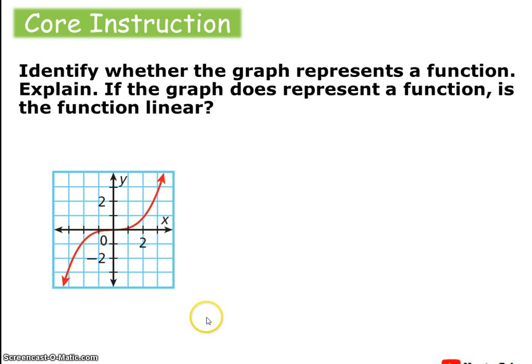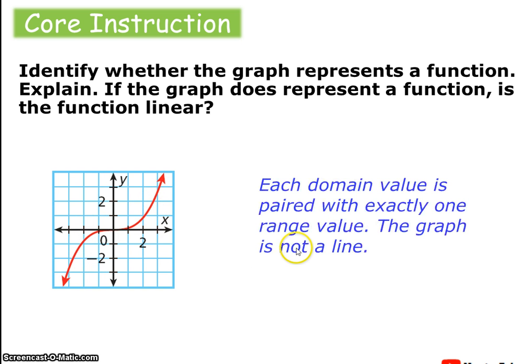Let's check this one out. Let's see, does every x value correspond with exactly one y value? Sure appears so. Every value in the domain has exactly one value in the range. But it's not a line, so it's not a linear function.